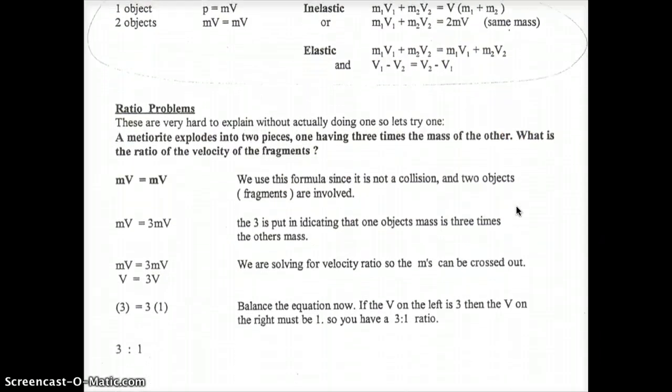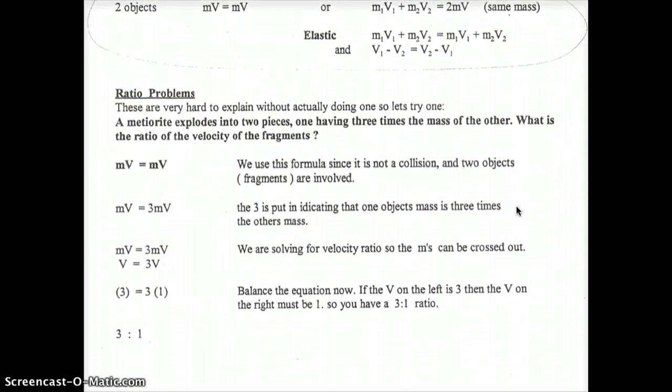And then I also want to cover ratio problems quickly. They're a lot harder to explain, so it's better to show these in examples. So I'm just going to show you a breakdown of a problem. Here's our problem. A meteorite explodes into two pieces, one having 3 times the mass of the other. What is the ratio of the velocity of the fragments?